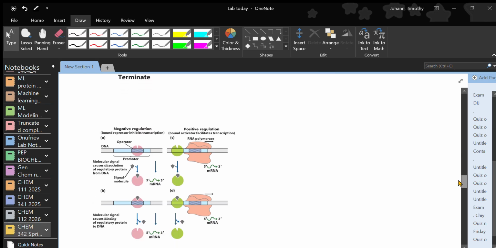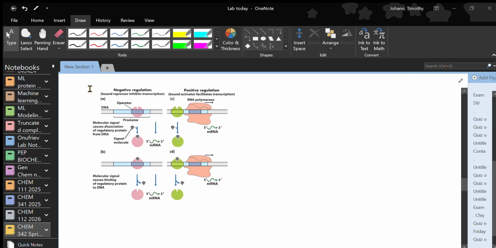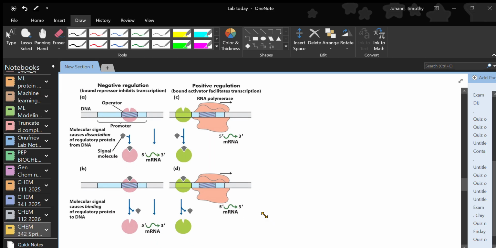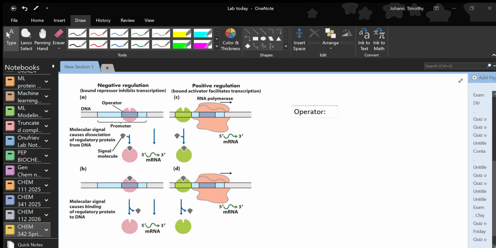Then I want to talk about regulation of transcription. We saw one of these in terms of what you did in lab. One of these was effective, but there are 4 different ways this can happen. We have some more terminology that I want to introduce. We're going to talk about an operator. An operator is a DNA sequence that is bound by a repressor, which is a protein.